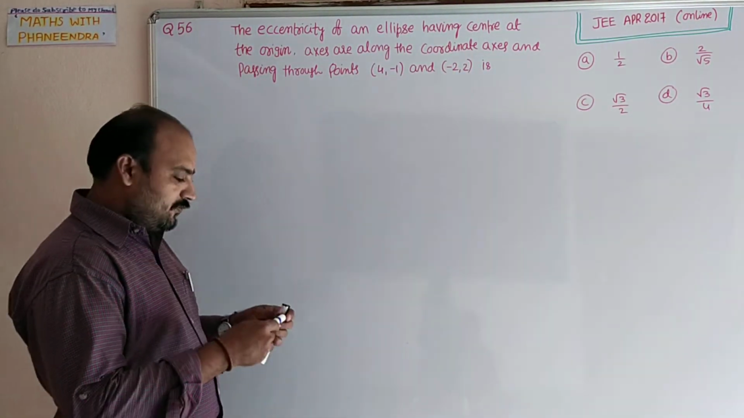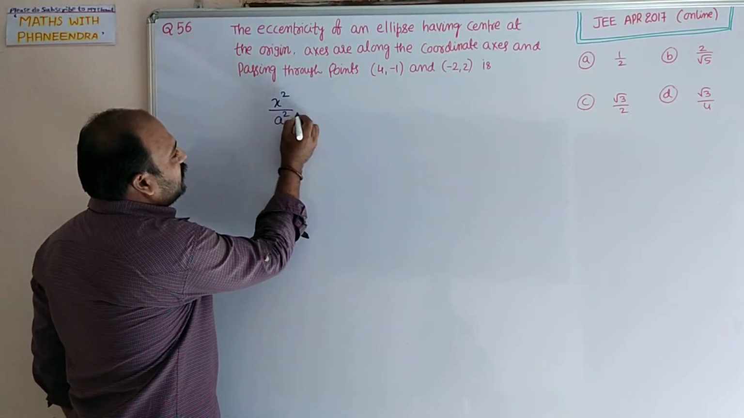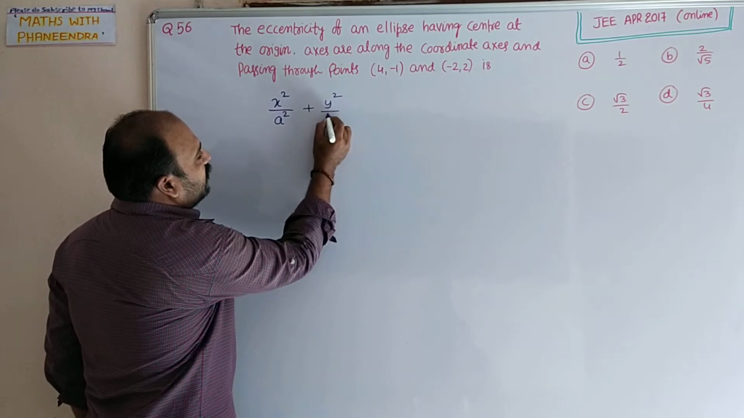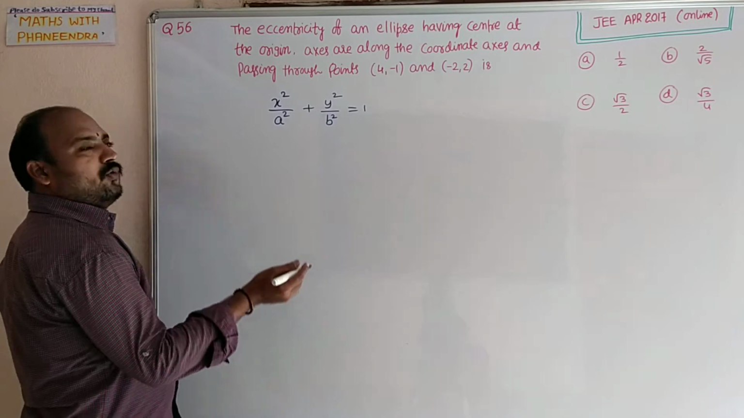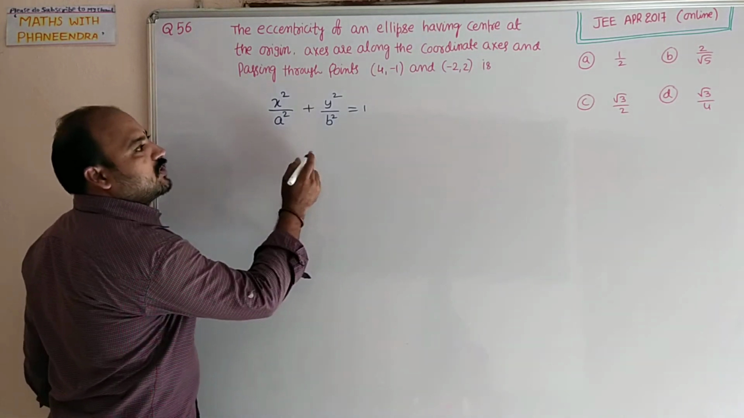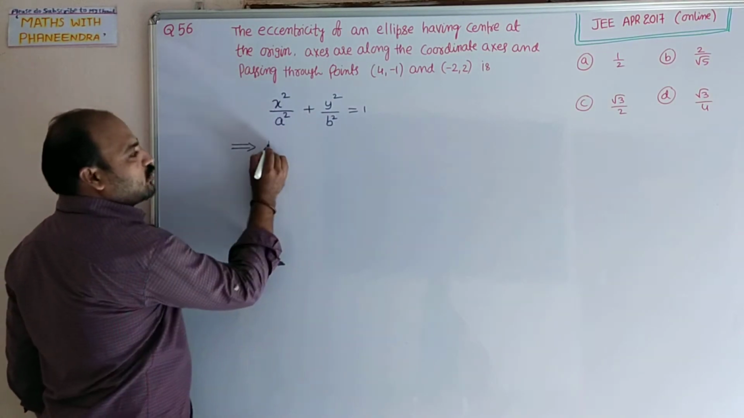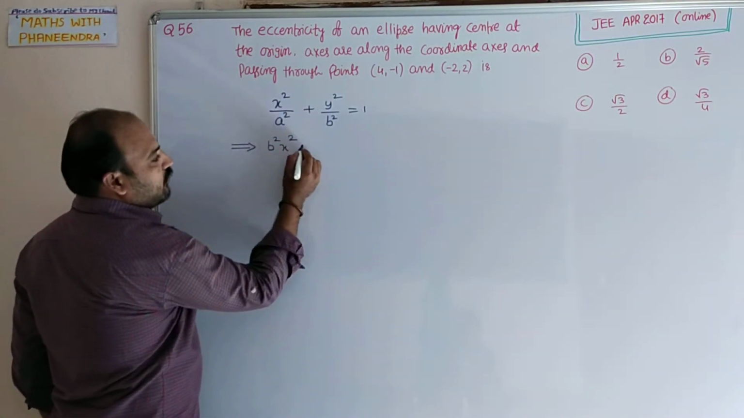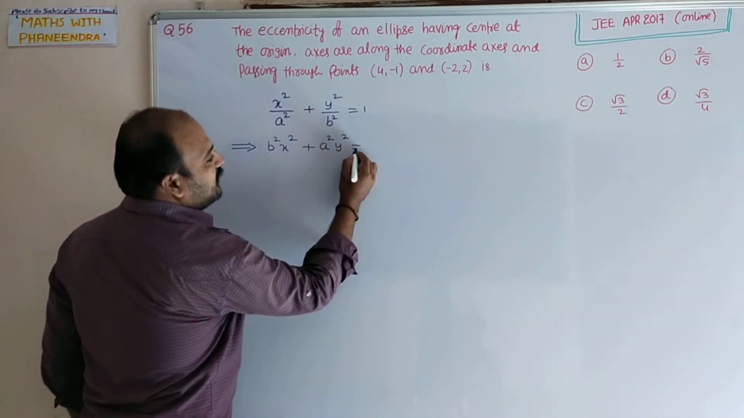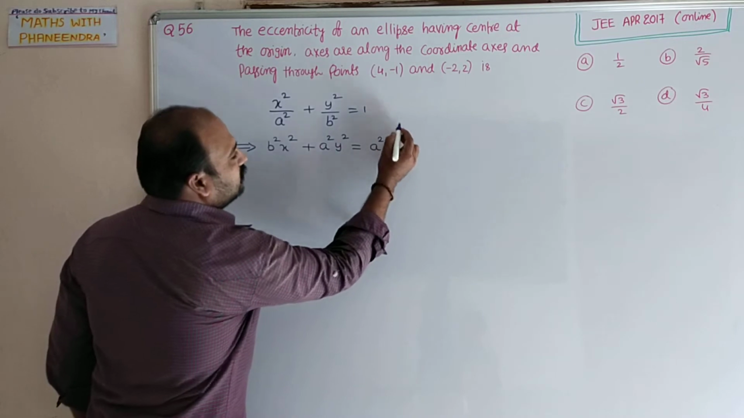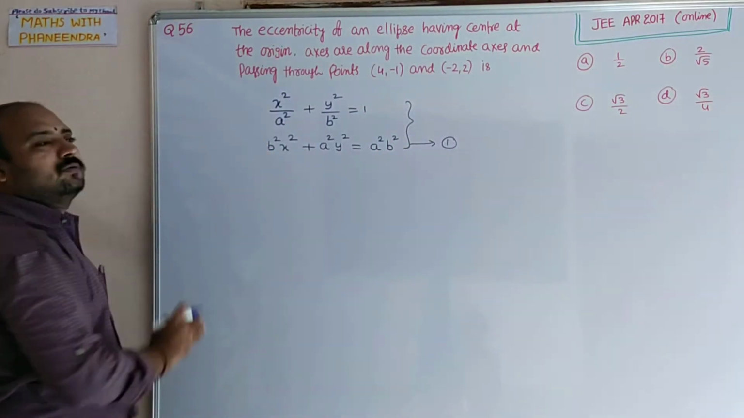So the standard equation of ellipse. What is the standard equation of ellipse? x square by a square plus y square by b square equal to 1. If you want to simplify this equation, we can write it as b square x square plus a square y square is equal to a square b square. Both equations are same. I am taking it as equation number 1.